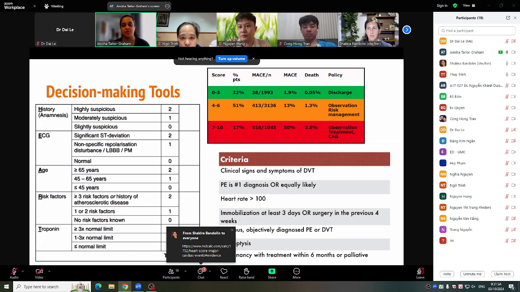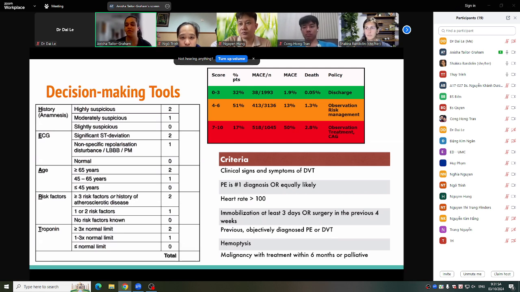And then, I very rarely will give someone a slightly suspicious, especially if they're coming in with chest pain, unless it's a younger individual who has no past medical history and their pain is worse with palpation or anything like that, where it really does seem like it's not cardiac. That might be a time I would use that, but typically I'll err on the side of caution when using the slightly suspicious part.